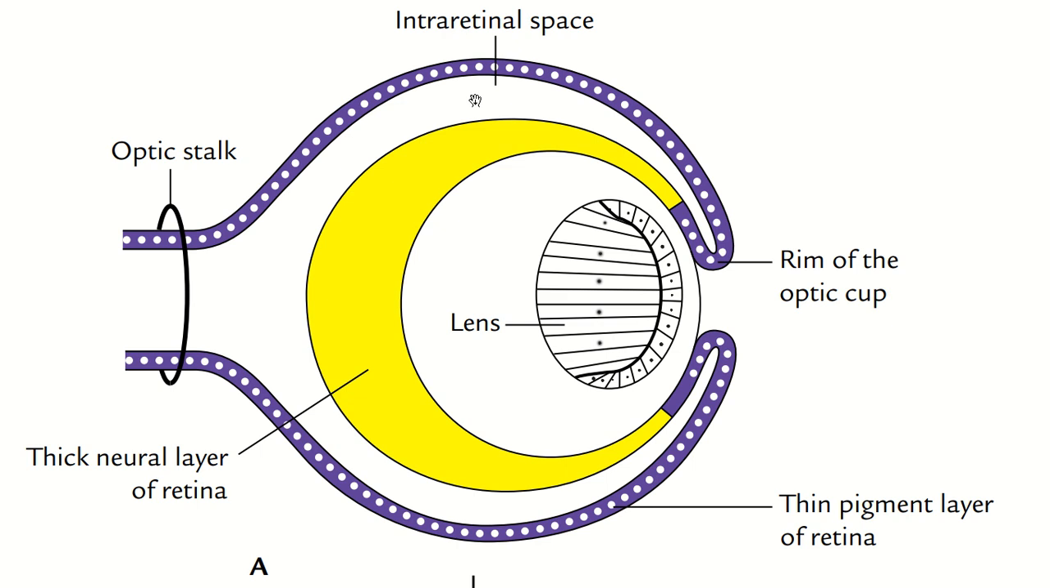You remember from histology that the retina is made of 10 layers, and the most outer layer, very important, is going to be the pigmented layer of the retina. The pigmented layer of the retina is going to be formed by the outer layer of the optic cup. So this layer is going to form the pigmented layer of the retina, right?